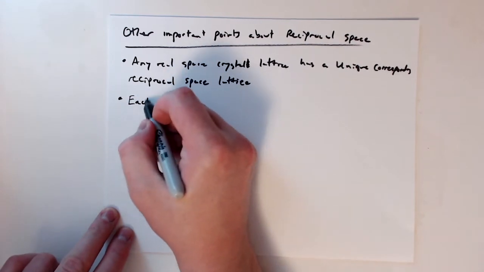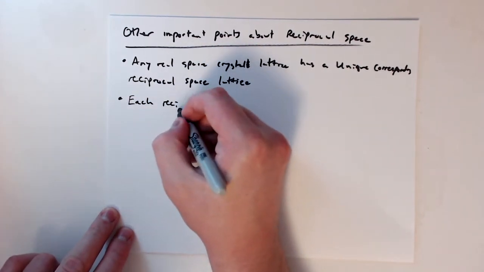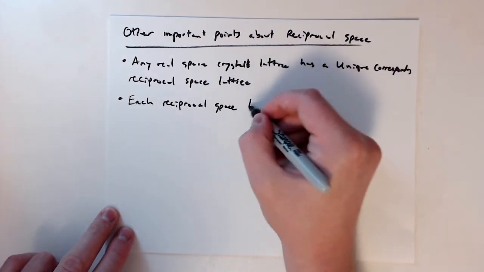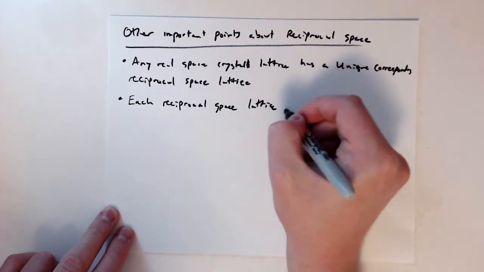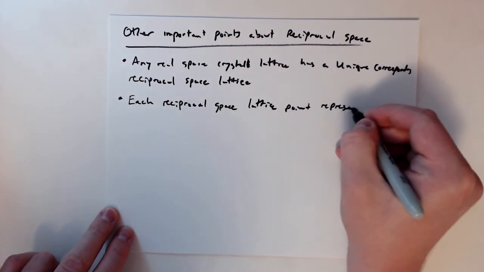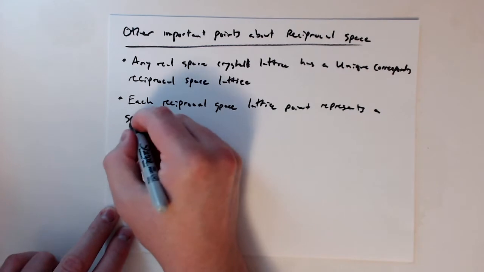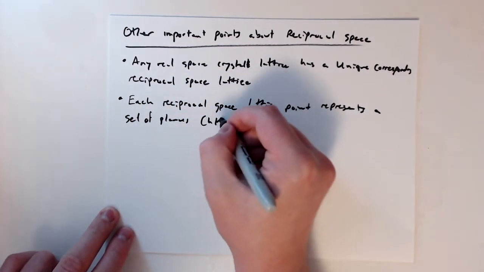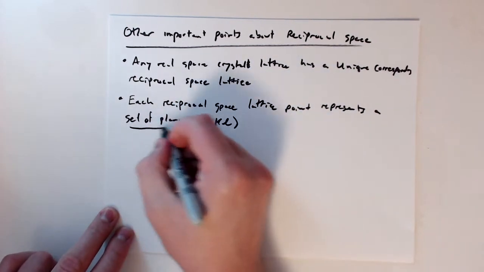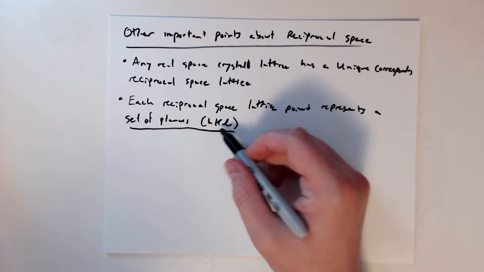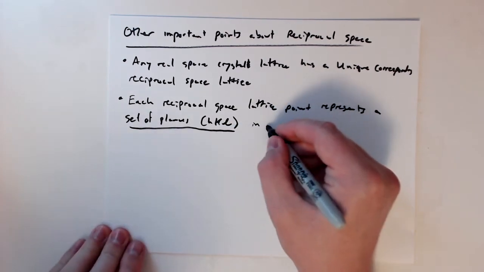Also, each reciprocal space lattice point represents a set of planes HKL. So it's important to think of this not necessarily as just one plane, but a set of planes HKL in real space.